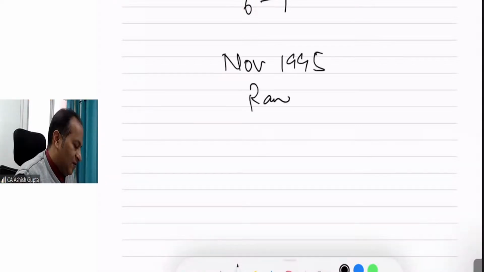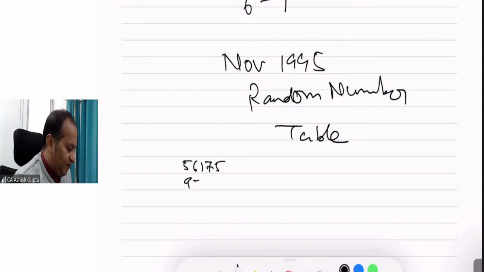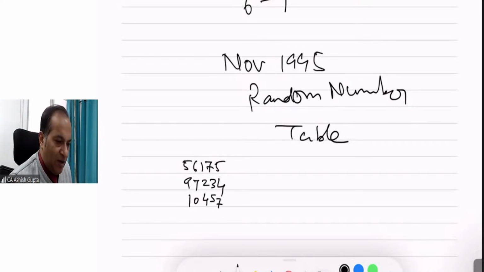So there used to be a random number table in our examination. A random number table was provided, where the numbers were written like this, say 56175. Another number will be 97234. Another number maybe, say, 10457. So at that time... see, now the trend has changed.